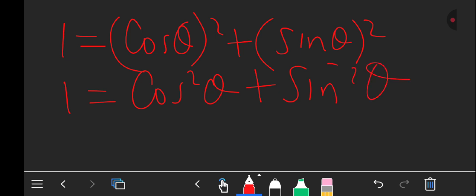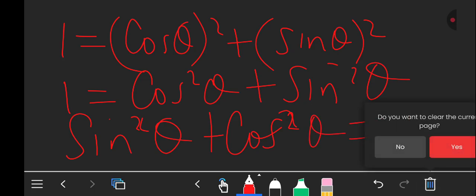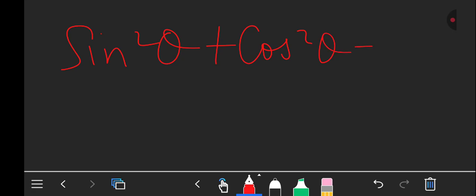So this is the motherboard of all these identities. This is where all these identities are derived from. So from this simple identity, which is sin squared theta plus cos squared theta is equal to 1, right? So if we know that, we can derive other identities. So we have sin squared theta plus cos squared theta is equal to 1.